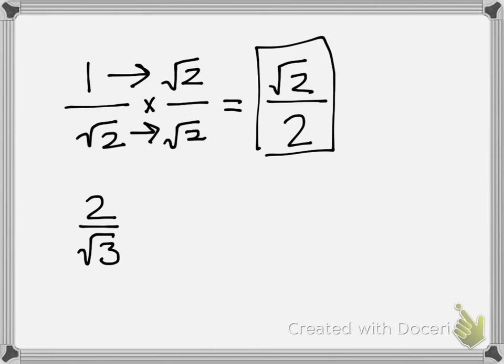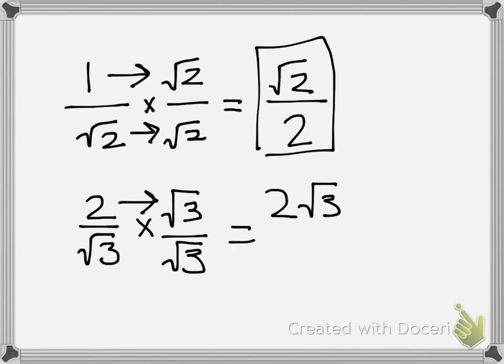We can do the same thing with 2 over the square root of 3, which is another common answer we might get. So we multiply this one by square root of 3 over square root of 3. Top by top. We get 2 times the square root of 3. It's just going to look like that. Bottom times bottom. Square root of 3 times the square root of 3 is just 3. And that's all.